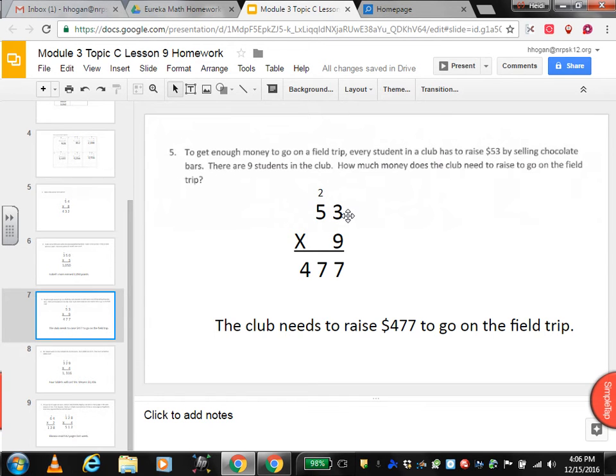9 times 3 is 27. So we have to regroup 2 groups. 27. 9 times 5 is 45, 46, 47. So the club needs to raise $477 to go on the field trip.